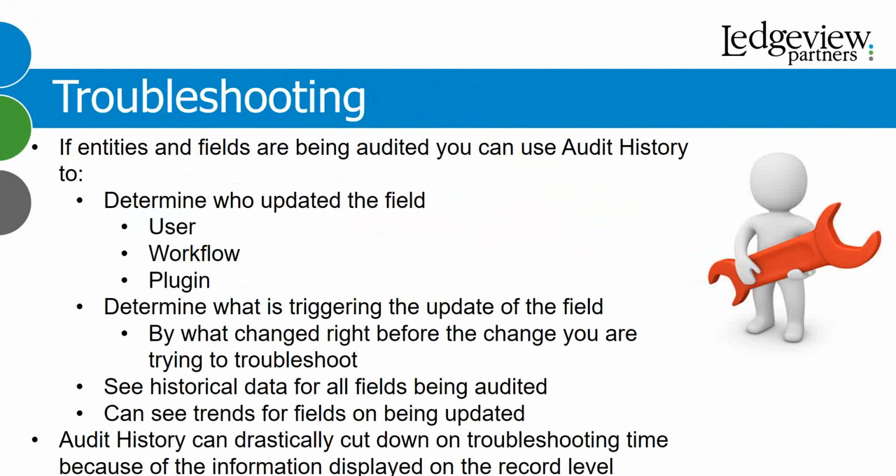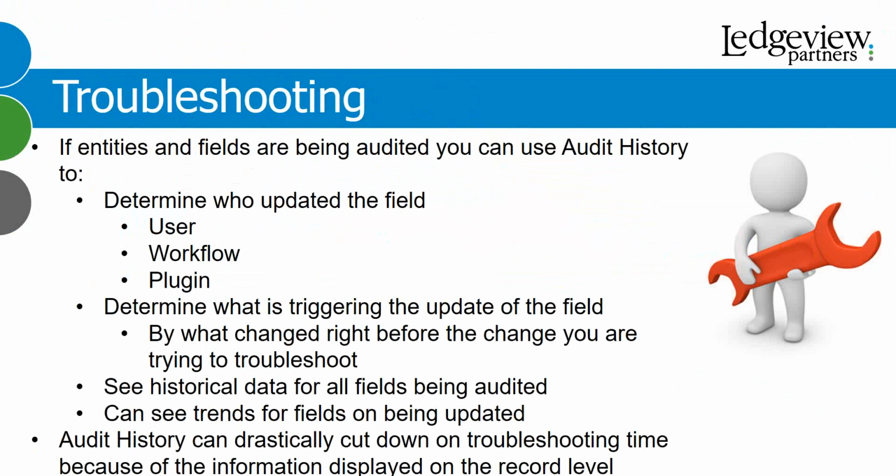Because you're determining what is triggering the update of the field by what changed right before the change you're trying to troubleshoot. So that's always a key piece. You can kind of see, okay, my workflow made this change, but what triggered it? So you can see that trigger of what happened right before that. That's usually going to be a workflow or even a plugin that's causing that.